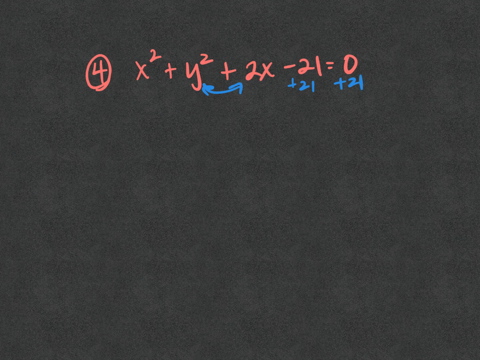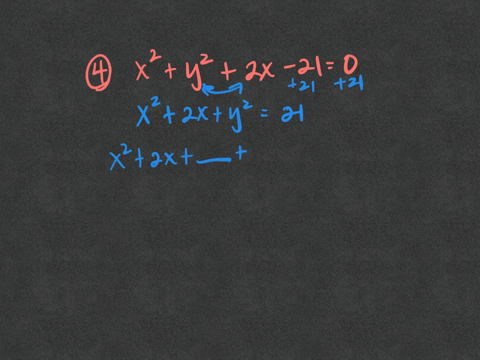So now we're going to say x squared plus 2x plus y squared equals 21. So x squared plus 2x plus blank plus, now notice the y squared, it is a y squared term. Nothing else needs to be added to it. So let's say plus y squared equals 21 plus blank. All right, so let's complete the square here.